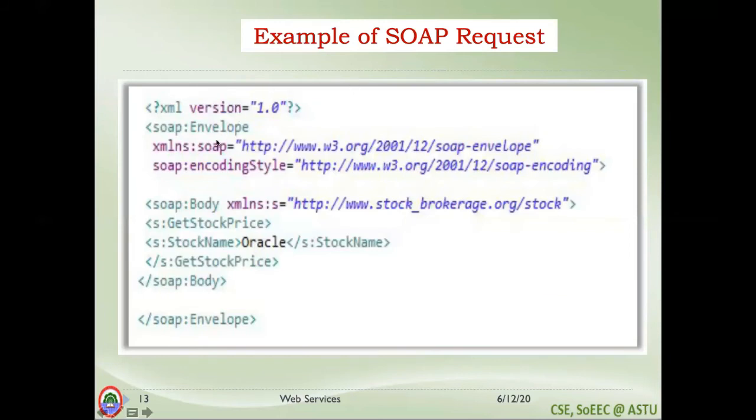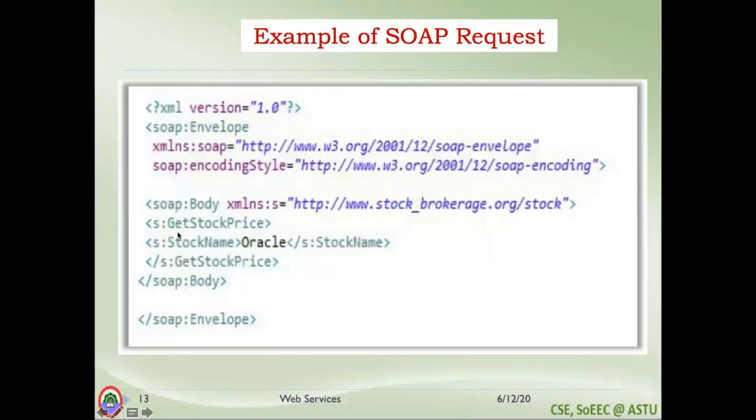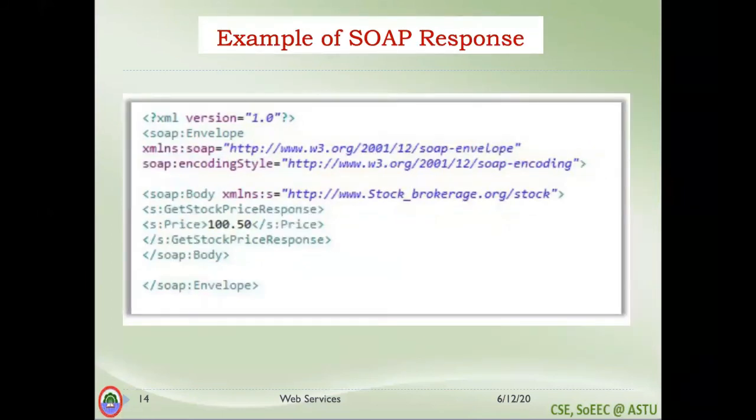If you look into this sample SOAP request message, this is the envelope and this is the name. This is the namespace, right? SOAP is the namespace, Envelope is the tag name, but here there is no header. Only body is there, and within the body this is the data: Oracle, get a stock price. This is the XML document, the actual data represented in XML. That's what the request message looks like.